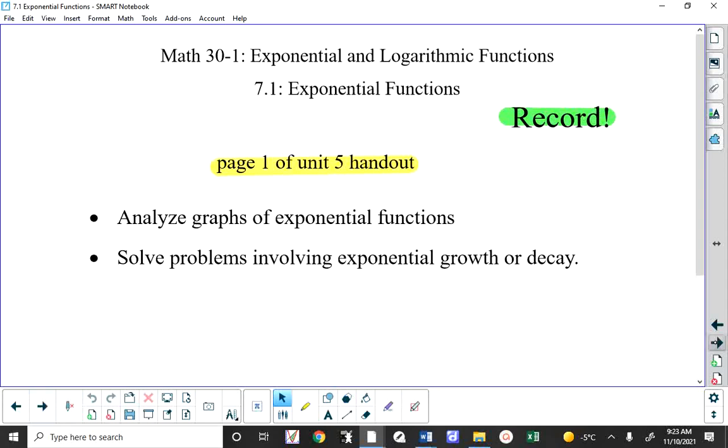So we're going to start off today. I think this must be page 1, obviously, of your unit handout. It's the very first lesson. We're going to be looking at very basic exponential functions and solving problems that involve two types of exponential change, growth and decay. And if you're really on top of things in your mind, you will see a very close connection between what we're doing today and what you did in Math 20-1 with geometric series and sequences. Okay.